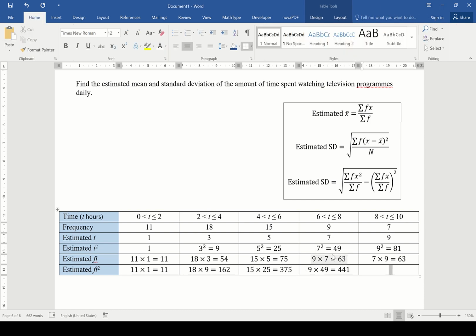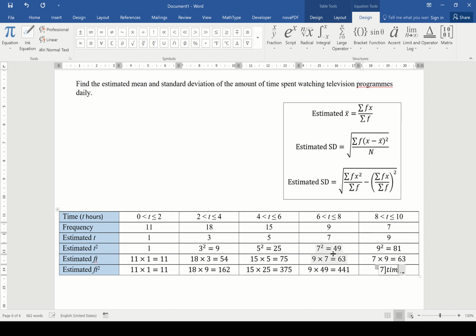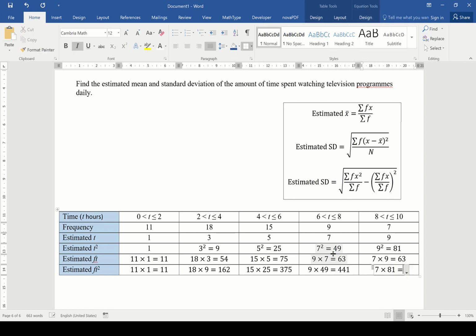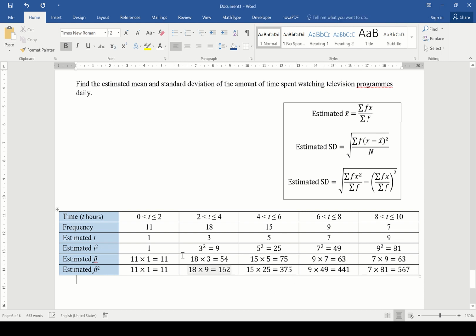And here I will have 7 times 81, which equals 567. Alright, so I will always be drawing out the table whenever I want to calculate standard deviation, because it makes things very neat and tidy.